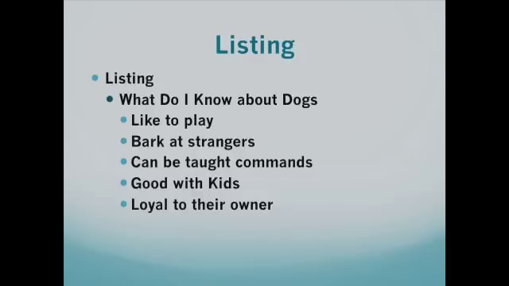Listing, for example. So ask yourself, what do I know about dogs? Well, they like to play, they bark at strangers, they can be taught commands, they're good with kids, they're really loyal to their owner, they're always following them around and all that. So you can just put everything you know about dogs on a piece of paper and then go through your list and see what sorts of things go together. This is a real kind of discovery process where you're just listing everything, trying to discover what you do know about something already, and then putting it all into categories.